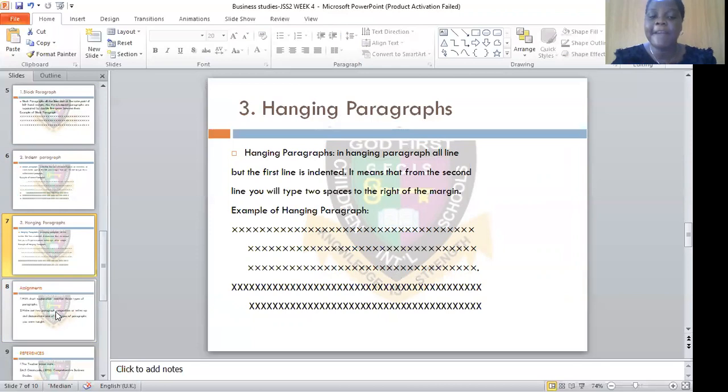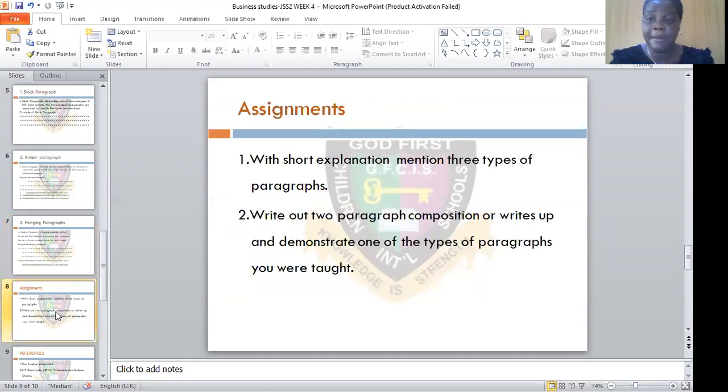Then the next paragraph, you will press enter. It will take you to the beginning of the left hand margin. Those are the types of paragraphs that we are going to treat today.